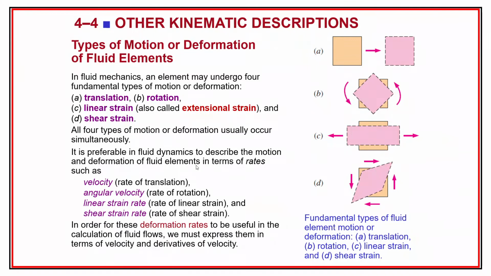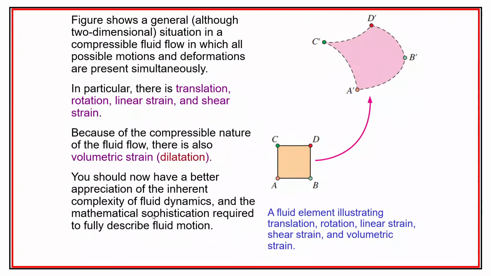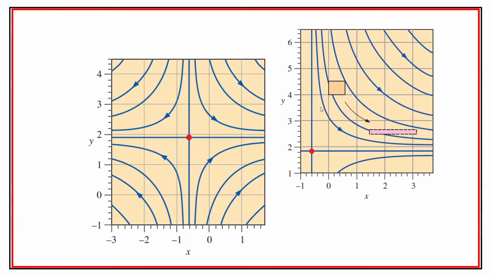So anyway, we could have a general type of motion. If we have this little square right here, we could see the new position that it could possibly come into. So we want to try to use vector calculus to break this down a little bit. And here's an example, right? Here are streamlines that we're getting used to seeing.